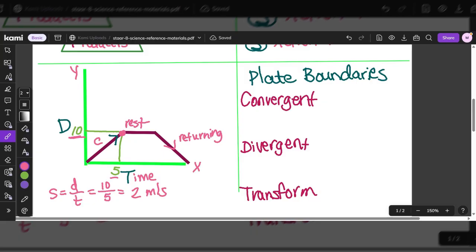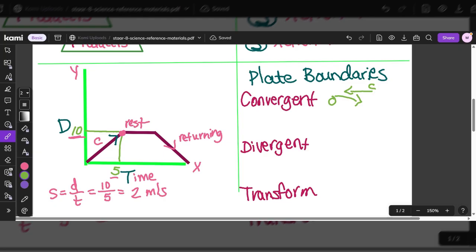Then we have in our last section plate boundaries. Here we're going to use arrows to represent the movements between these plate boundaries. There are two types of convergent boundaries. There's one that subducts under the other. Usually it's going to be the oceanic plate because it's denser. Continental plate will stay at the top.